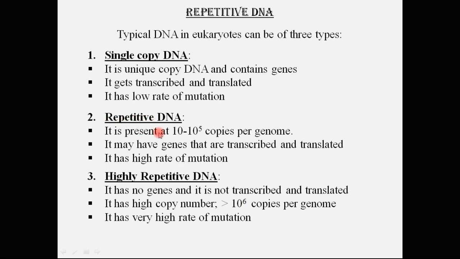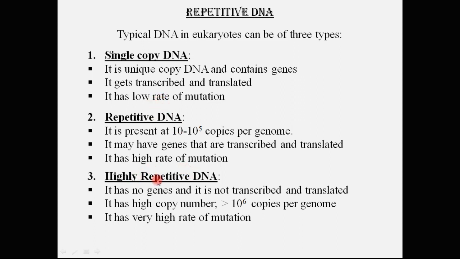Repetitive DNA. Repetitive DNA is present in copies of between 10 raised to the power 5 and 10 copies per genome. It may have genes, or genes might not be there. So it may have genes that can be transcribed and translated, and it has a higher rate of mutation as compared to single copy.